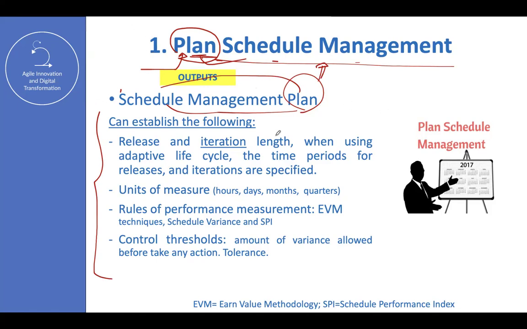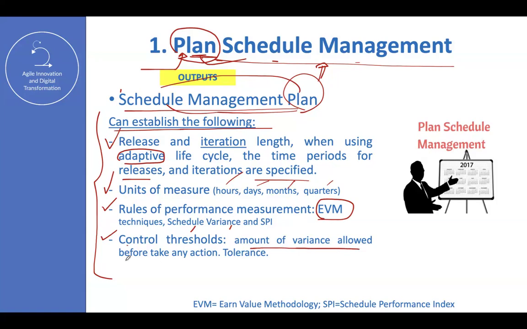Yes, sure. Plan schedule management. The schedule management plan can establish the following. Release and iteration length when using an adaptive life cycle; the time periods for releases and iterations are specified. Units of measure: hours, days, months, quarters. Rules of performance measurement: EVM techniques, schedule variance, and SPI. Control thresholds: the amount of variance allowed before taking any action, tolerance.